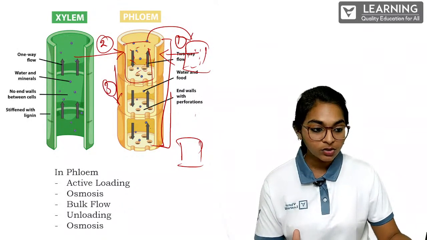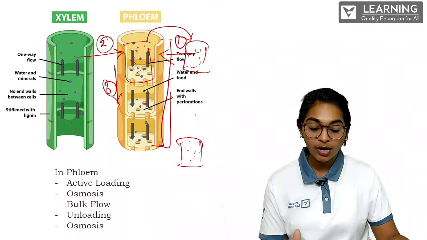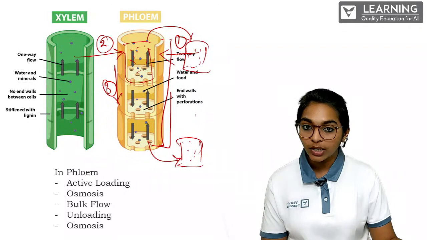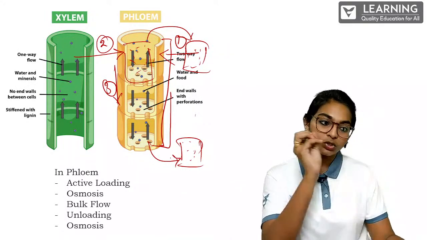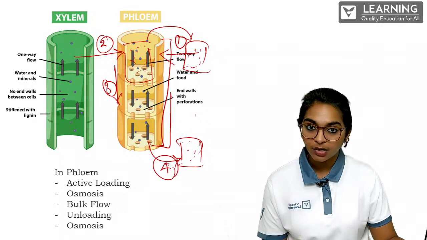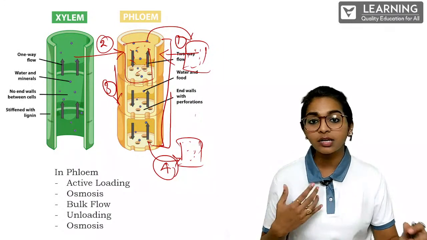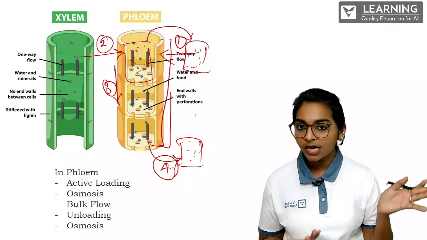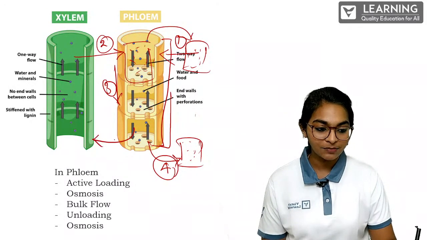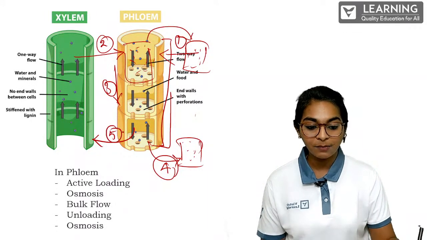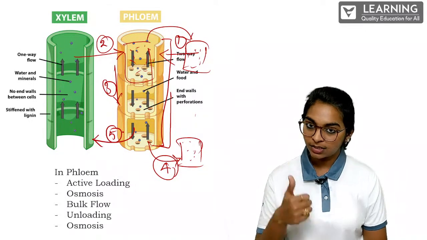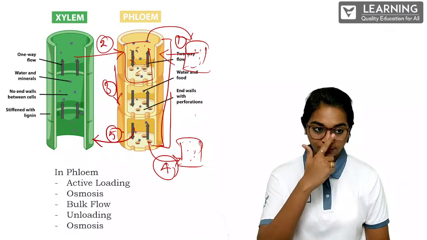Third step. Once it is reaching the root cells here, what will happen? Root cells only require it, right? So the process of unloading happens, which means all the starch is put to these root cells. So this is the fourth step, which is unloading. After unloading here, the water is again waste, because all the starch has gone there. So what will this water do here? It will go back to the xylem. And this is the fifth step, which we call osmosis. Is that clear? Done? Okay, good.